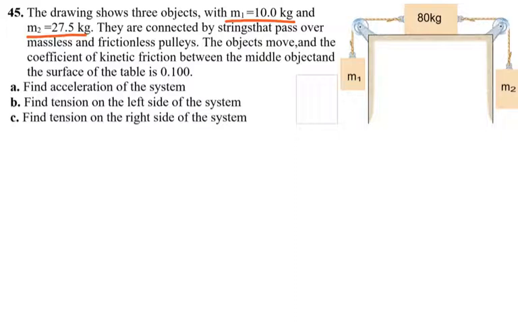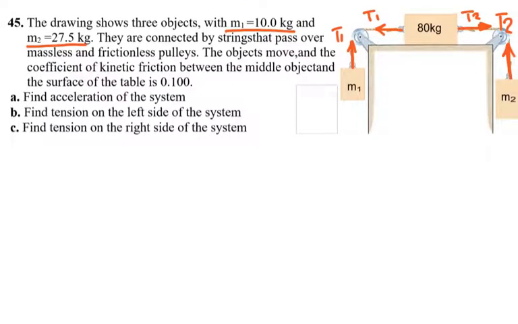So let's write the forces here. I'm going to call this force T1 and this force T2. And this is also T2, and this is also T1 and T2. I can call these two forces T1 and T2 because they're not the same. T2 is a different rope than T1, and T2 is stronger than T1. That's why the objects will be moving to the right, because m2 is heavier than m1.